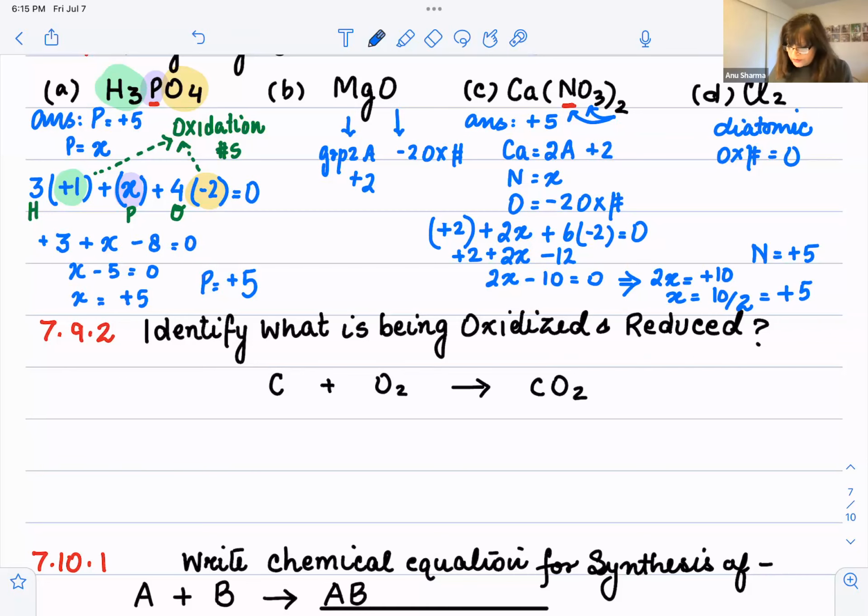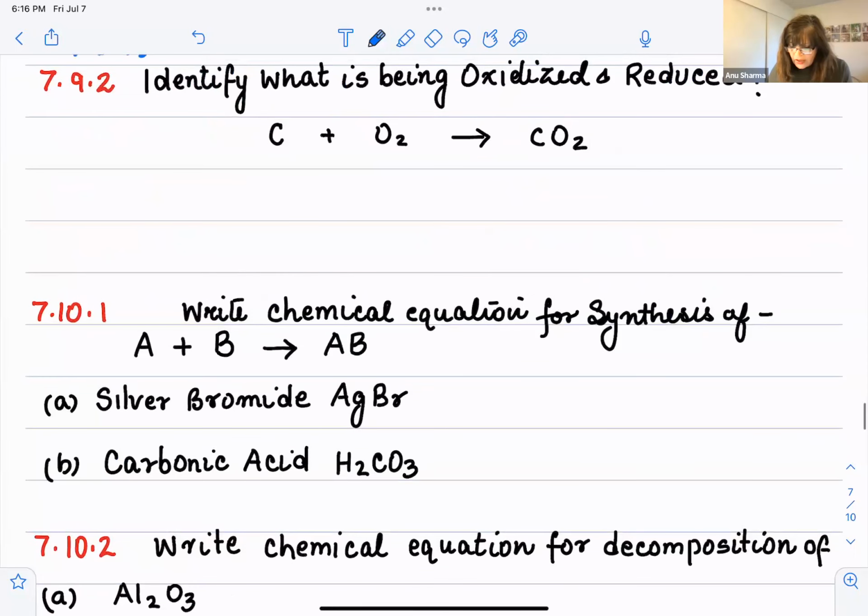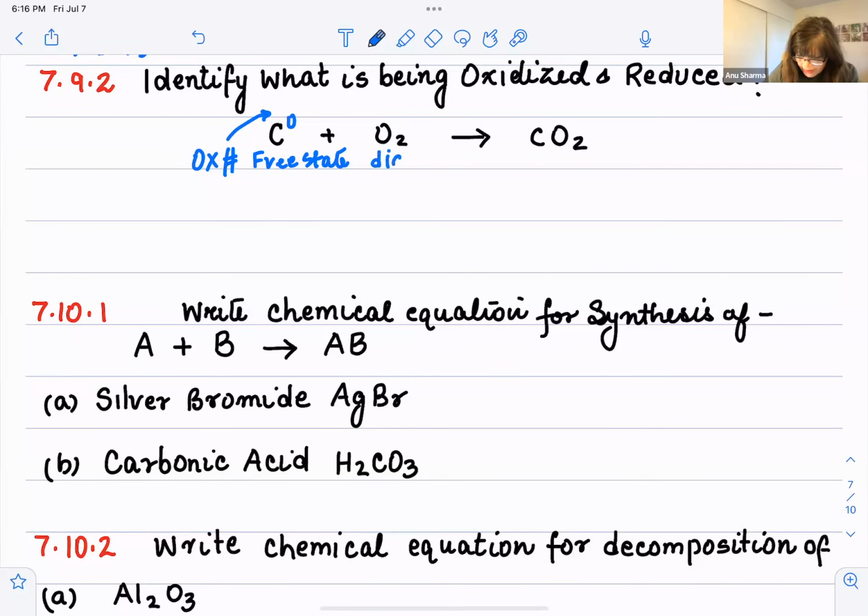Okay, so this is how you will solve. You should know the simple algebraic or mathematical functions. All right, identify what is being oxidized and what is being reduced. So we are going to assign the oxidation numbers. Oxidation number of carbon, this is in a free state. Free state means that the oxidation number is equal to 0. Carbon, let's put the oxidation numbers on the top. This is the diatomic. In diatomics, the oxidation number of this one also is 0.